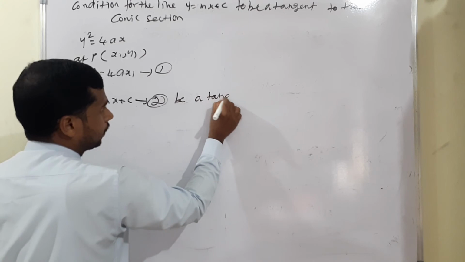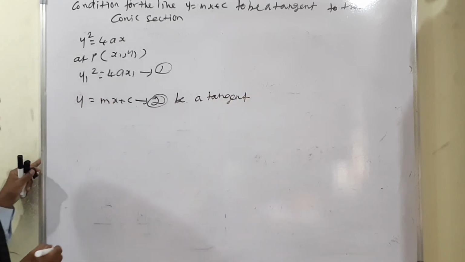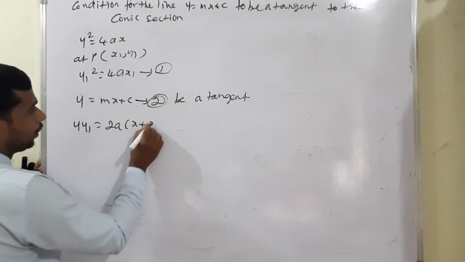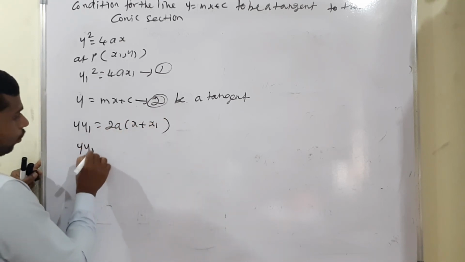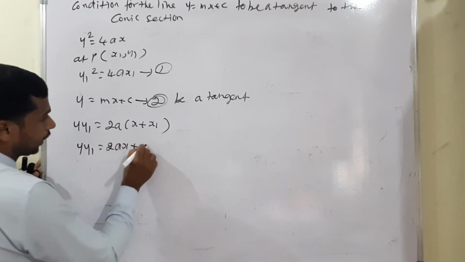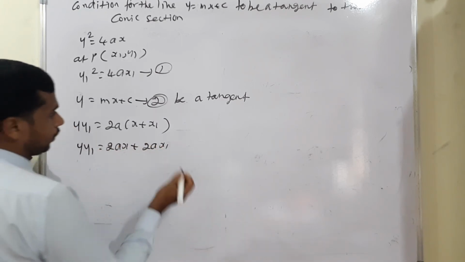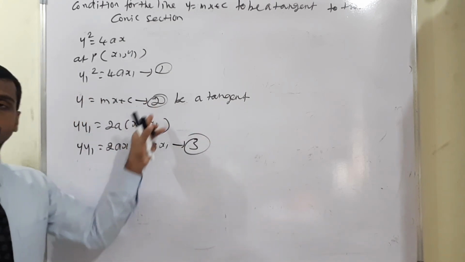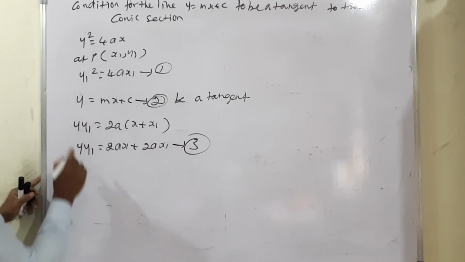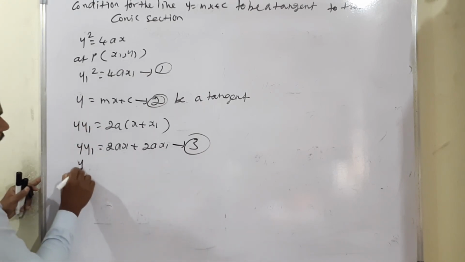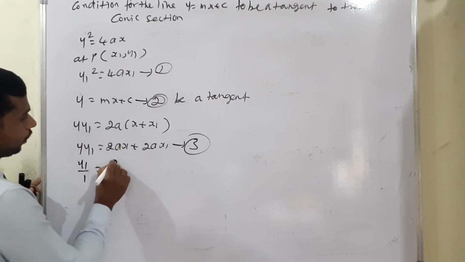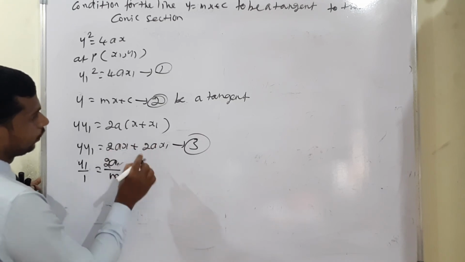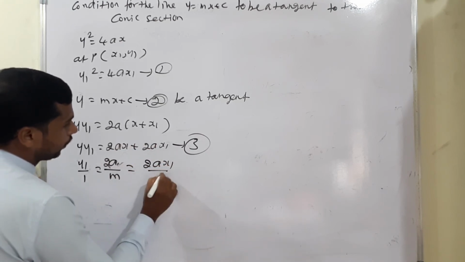The equation of the tangent in parametric form is y1 y is equal to 2a into x plus x1. Therefore, y1 y is equal to 2ax plus 2ax1. This is equation number 3, both being the tangent. According to the proportional theorem, consider the coefficient of y: y1 divided by 1 is equal to 2a divided by m is equal to the constant term 2ax1 divided by c.